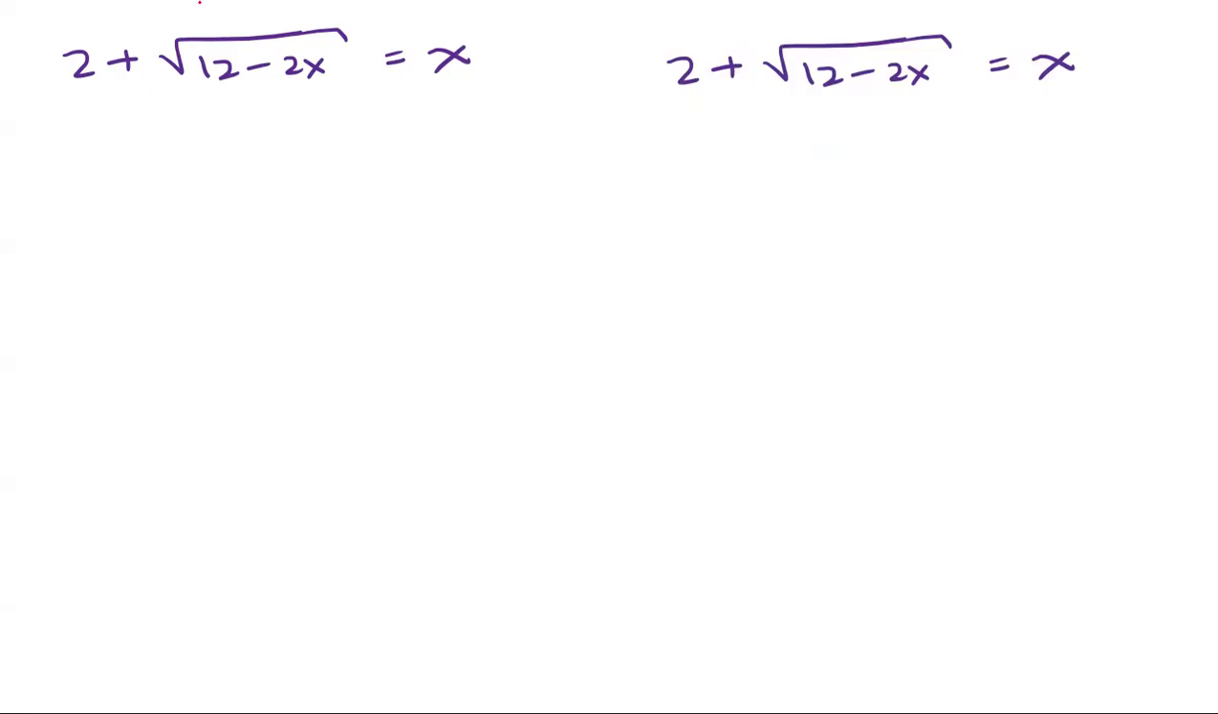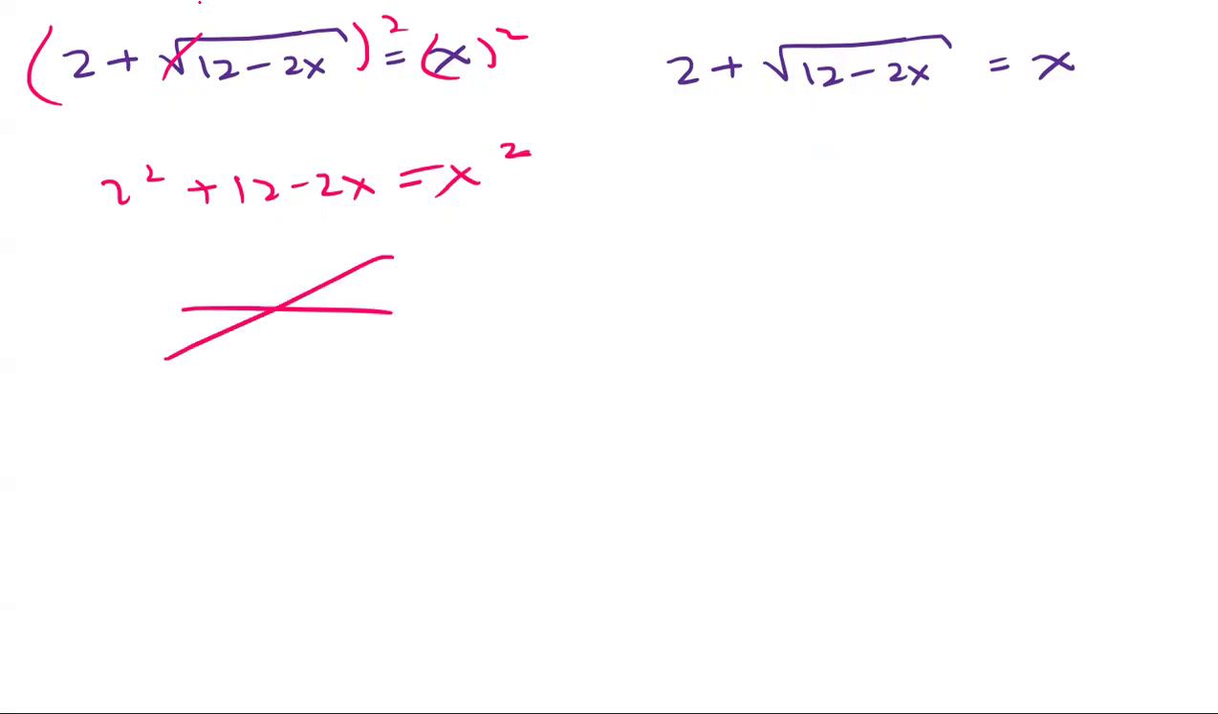They will square both sides, okay? And they'll say, oh, I got 2 squared, and then I have plus, and then this guy's gone, so I have 12 minus 2x equals x squared. Okay, I see that a lot. And that is not correct. Okay, that's not true. This 2 plus square root of 12 minus 2x means I need to write that twice.